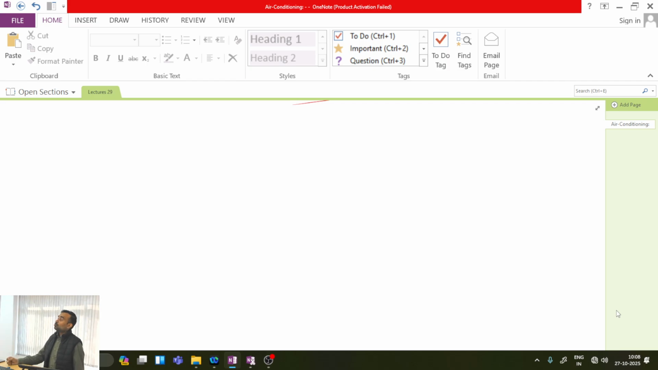Basically, upon increasing the temperature of the air, its moisture holding capacity increases. So in order to get to a comfortable situation, we need to add some moisture. If I need to add some moisture, it means I need to do a humidification process.